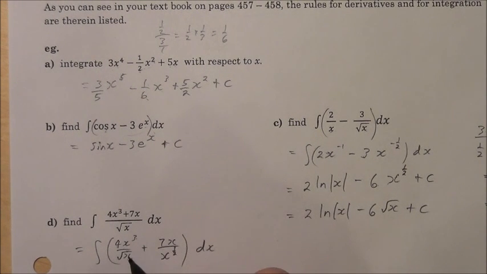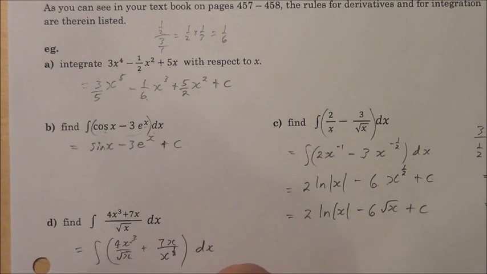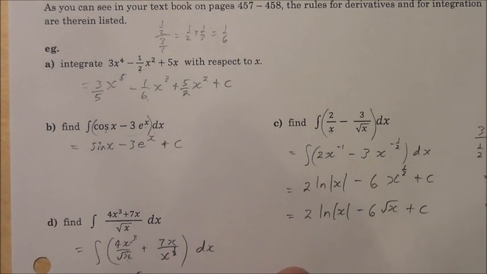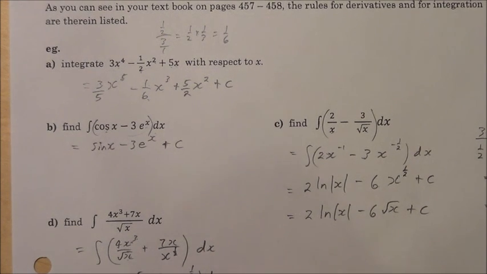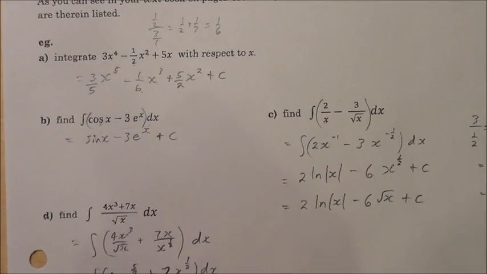So 4x cubed divided by x to the 1/2, we're dividing powers. So what do we do to the exponents when we divide powers? Subtract exponents, leave the base the same. So we haven't done any integration yet, we're just simplifying things. So we got 4x to the 5/2. And then we do the same thing here, and we get 7x to the 1/2 dx. Now we take the integral of each one of those parts.